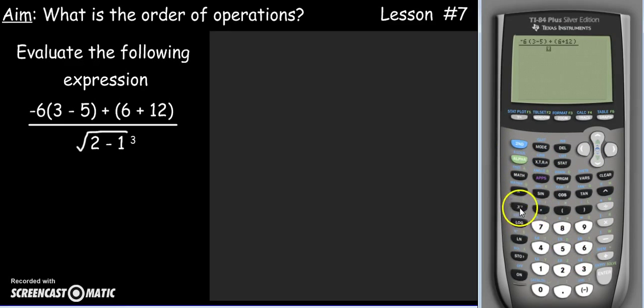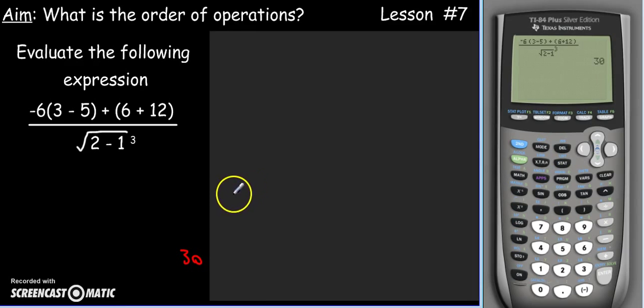We're actually going to take the square root of 2 minus 1, and then we're going to cube that, to the third power. So this is what's on the screen, same thing as here. This should evaluate to be 30. Alright, so that's going to be 30. Let's see if we can figure this out.